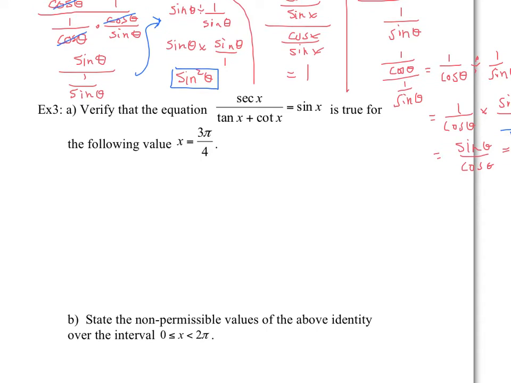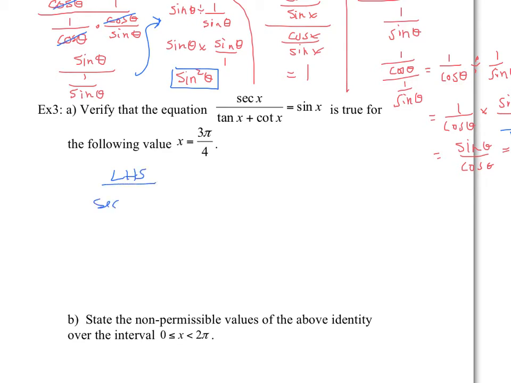Verify that the equation given here is true for x equals 3 pi over 4. So all we're doing is proving that this is equal to this for any value of x, but more specifically, in this case, 3 pi over 4. So let's start with the left-hand side. I'm going to plug in 3 pi over 4.